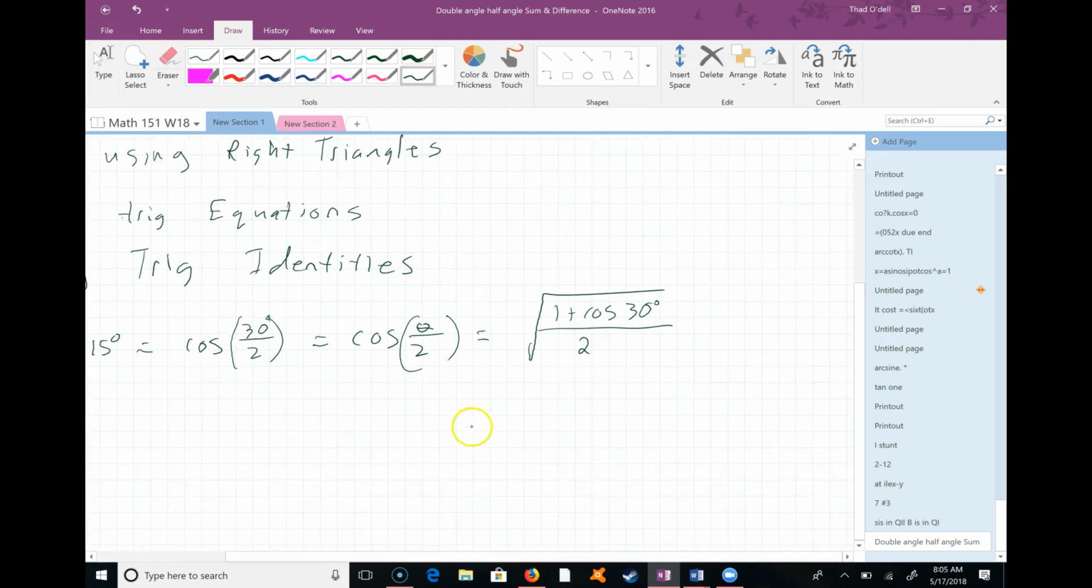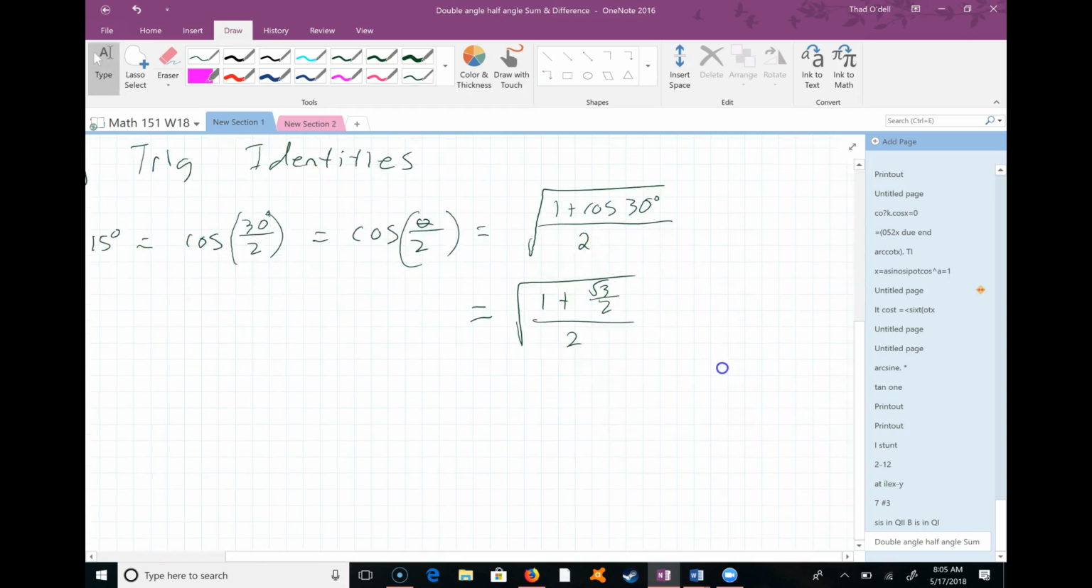So then we just go ahead and simplify this. I have the square root of 1 plus, and of course we all know that the cosine of 30 degrees is the square root of 3 over 2, and then I have a little 2 on the bottom. And of course we've got a fraction within a fraction, which is not considered simplified. So we need to simplify this. The way I would simplify this is I would multiply top and bottom by 1/2.